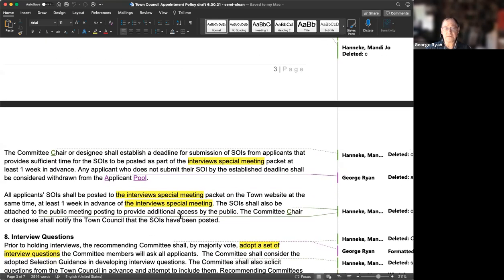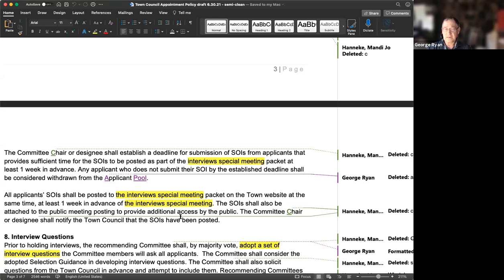Again, the committee chair or designee shall establish a deadline for submission of SOIs from applicants that provide sufficient time for the SOIs to be posted as part of the interview's special meeting packet at least 1 week in advance. Any applicant who does not submit their SOI by the established deadline shall be considered withdrawn from the applicant pool. Now, I have highlighted these two or three words because it does raise something we need to talk about. It's highlighted actually in the next paragraph as well.